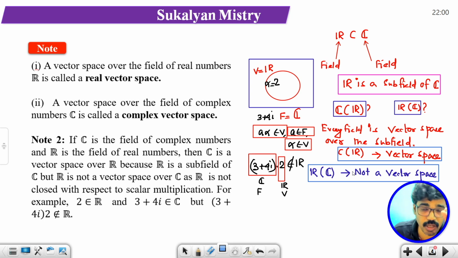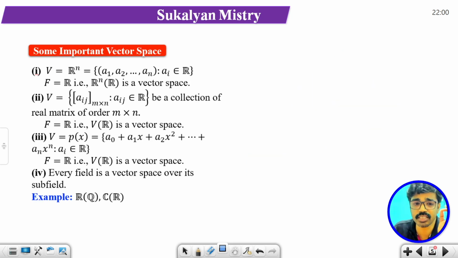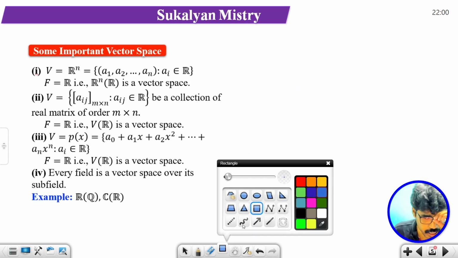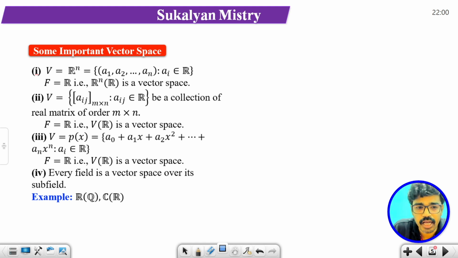So I think up to this it is clear, so this is the concept of vector space. Now we discuss some results: if we consider n elements a1, a2, ..., an, so that must be a vector space, right?